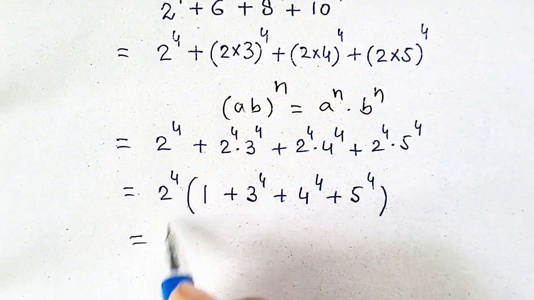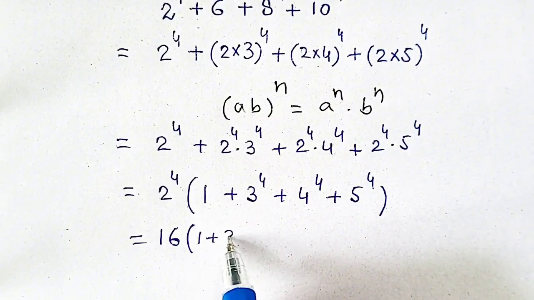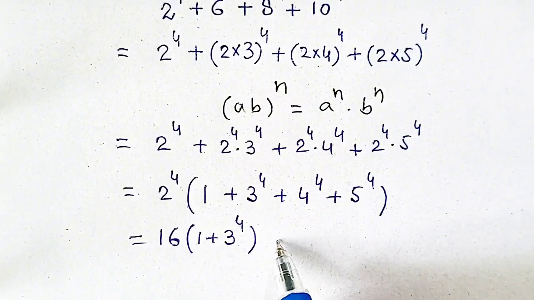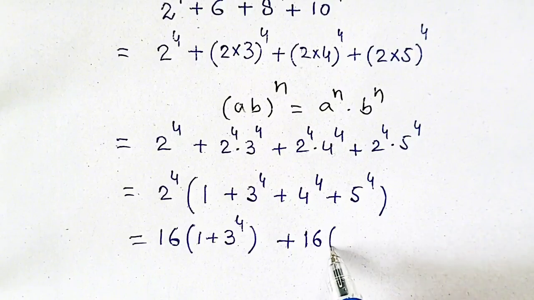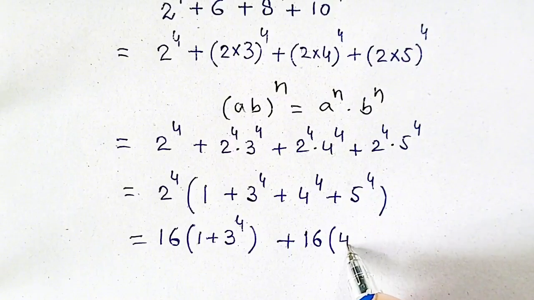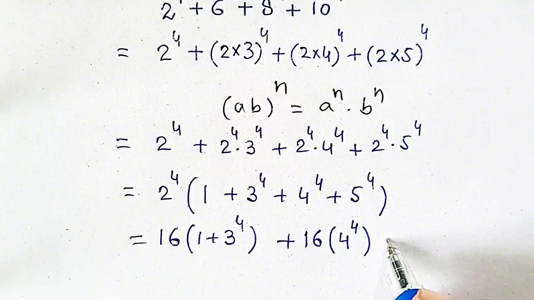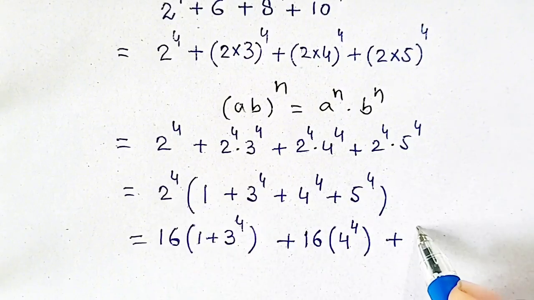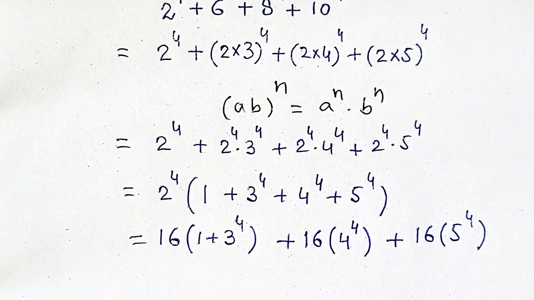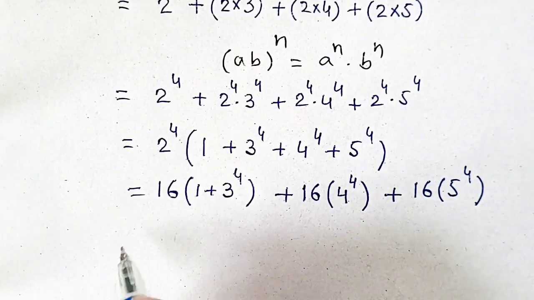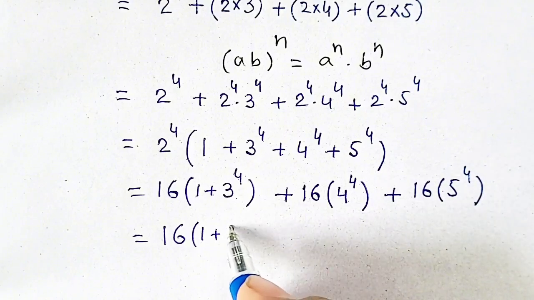Now 2 raised to power 4 is 16. So 16 times (1 plus 3 power 4 plus 4 raised to power 4 plus 5 raised to power 4). 1 plus 3 raised to power 4 is simple, it is 81.